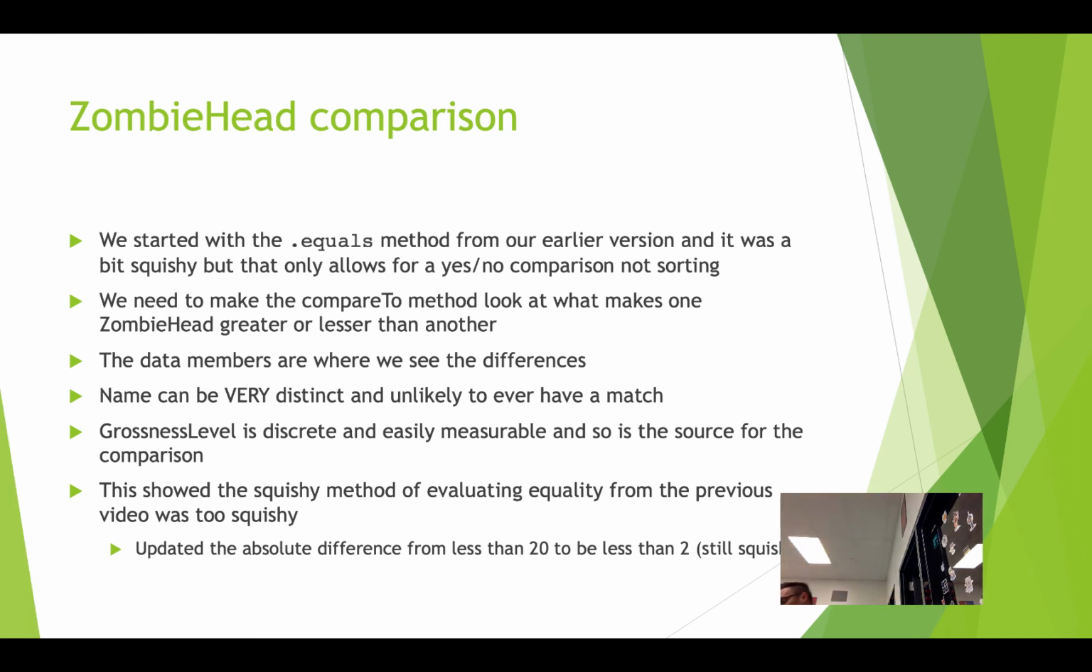And it means that we are going to have to change the squishiness of our equals method. Now I did leave it a little squishy. I'm still going to have it be a not exact match, but now if the difference is less than 2, because it's off by 1, that's squishy enough. I'm okay with that because I want to have some squishiness, because squishy ZombieHeads are always cool.